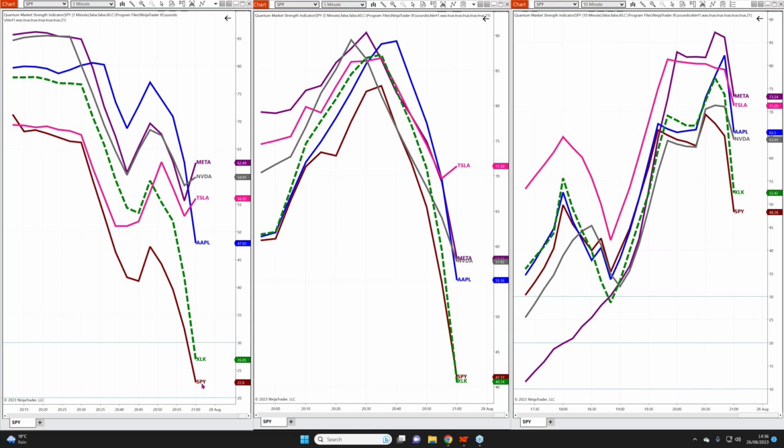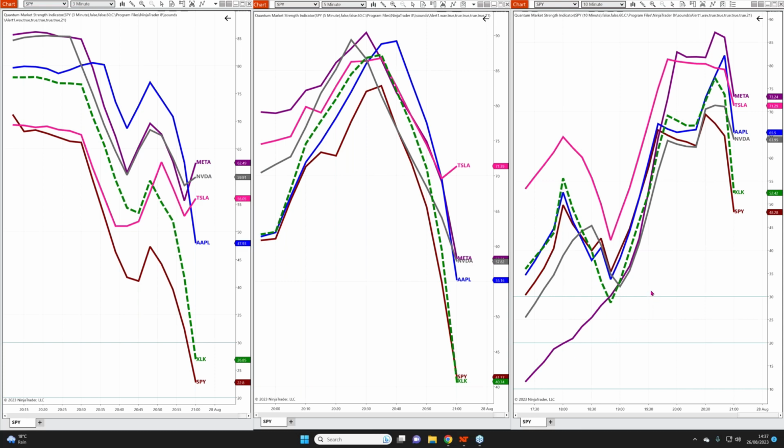So as I say, we've got the 3 minute, the 5 minute, and the 10 minute. The dash line is the XLK, so that's our sector, that's our technology sector. And then we've got our 4 stocks, and we've also got the SPY here. And broadly speaking, on the 3 and the 5, you can see that they are pretty much in close agreement.